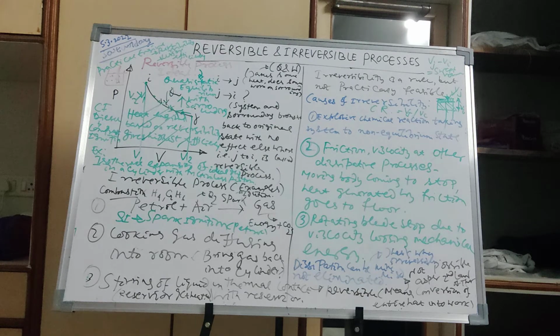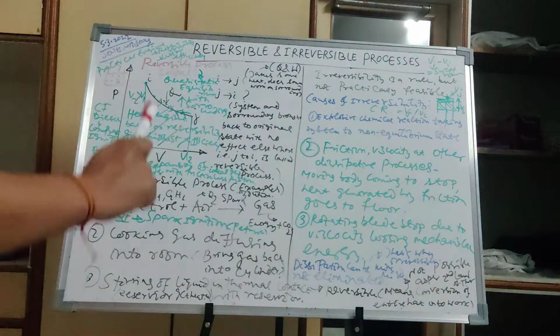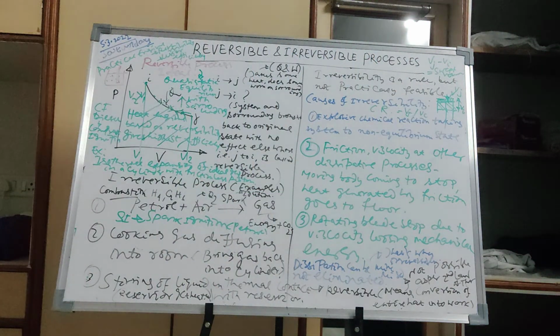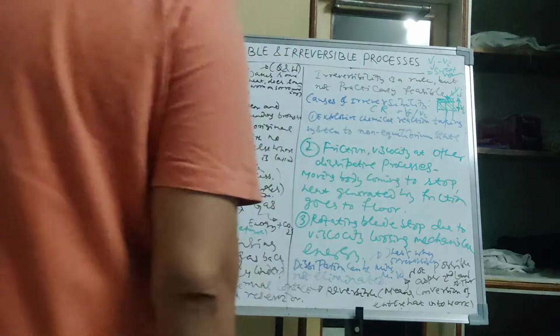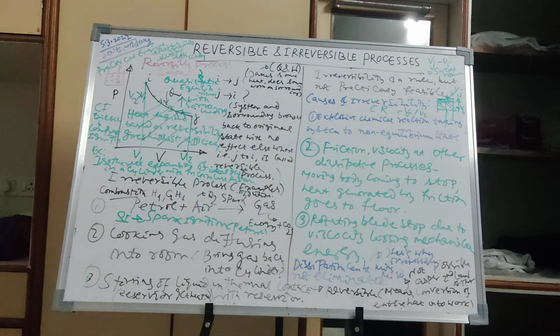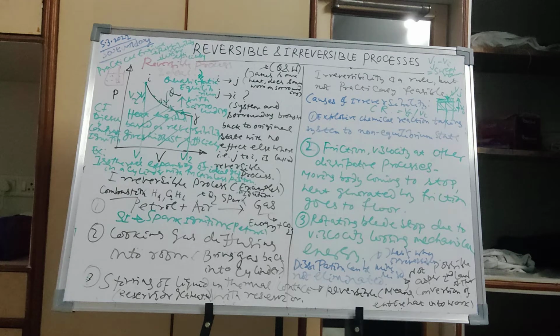So reversibility is an ideal thing, but not practically feasible. Irreversibility is what we see in practice. So what are the different causes of irreversibility? Why, in the practical world, are these processes irreversible?